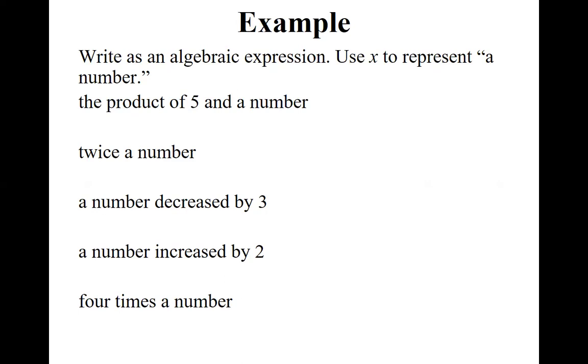So let's write as an algebraic expression using x to represent a number. The product of 5 and a number. Product is multiplication. 5 and a number. 5 and x. 5 times x, or 5x. Twice a number, that's multiplication. Twice a number means 2 times a number, or a number times 2. 2 times a number is 2 times x, which is 2x.